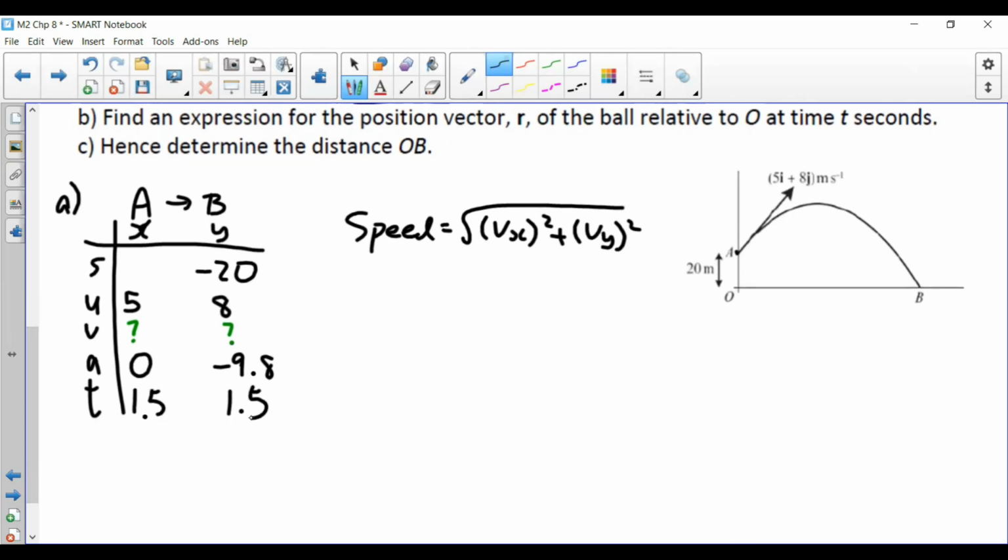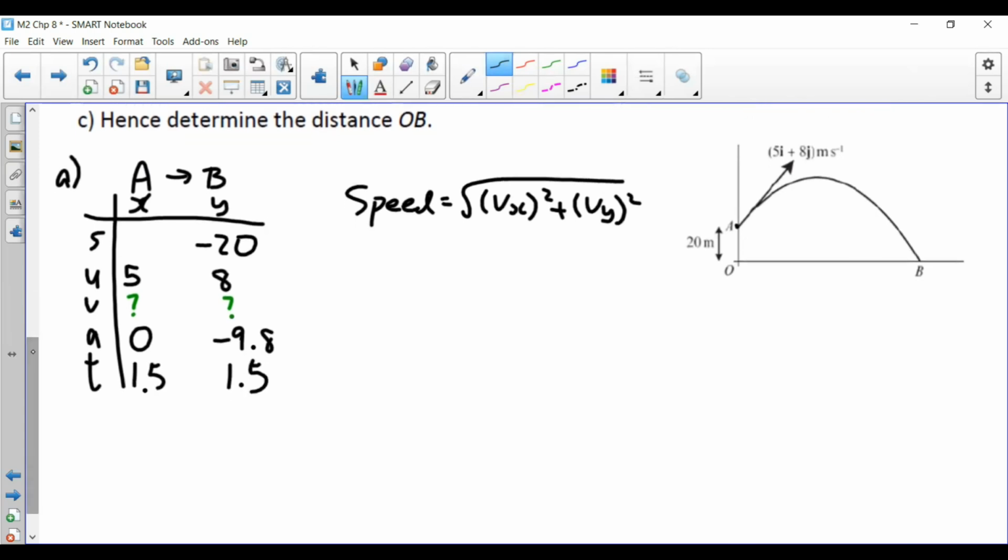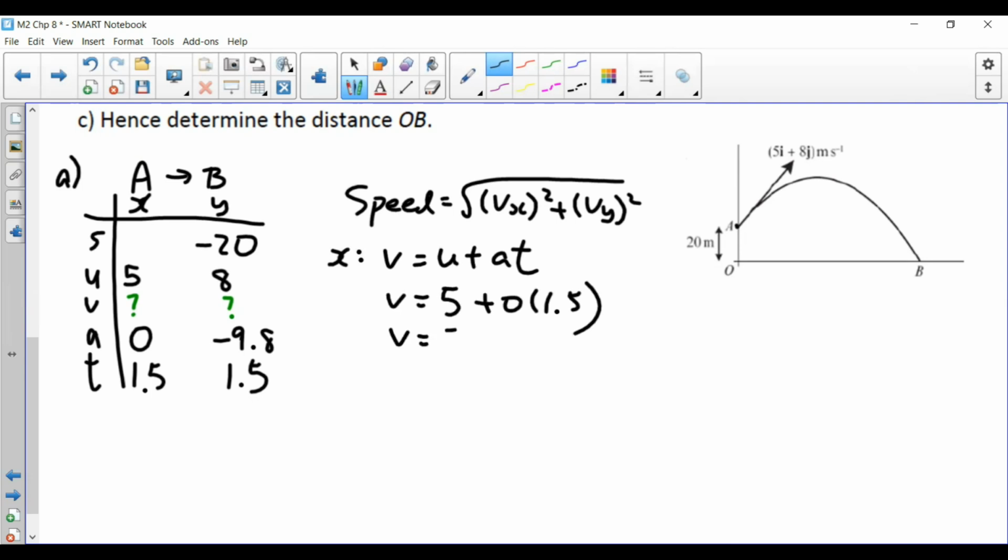So let's do that. We need to find Vx and Vy. Let's do the X first. We can use V equals U plus AT. So V is unknown, U is 5, A is 0, times T is 1.5. So V is 5 for Vx. What about Y?